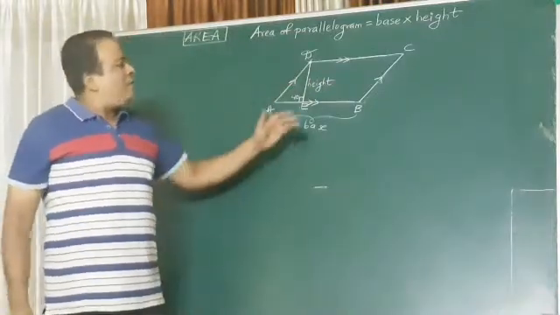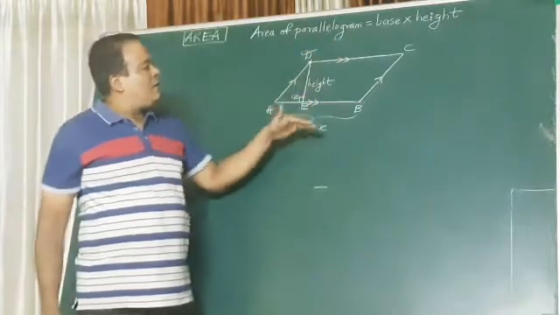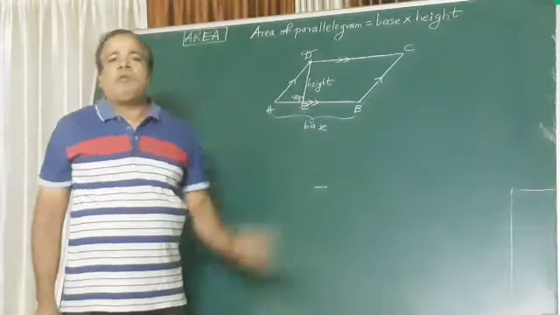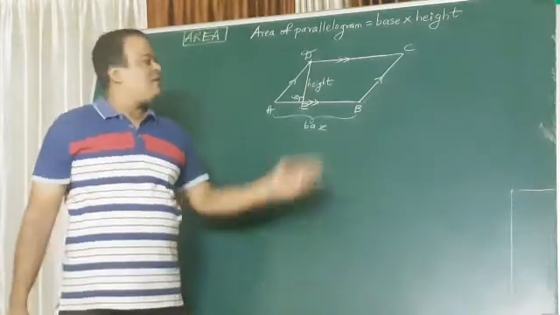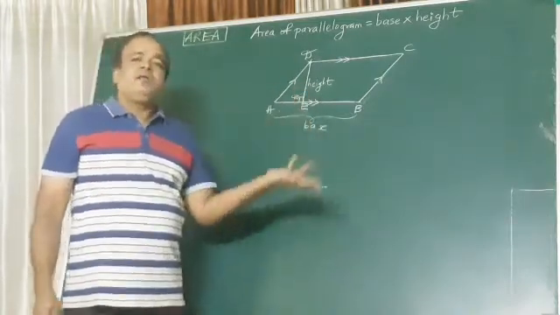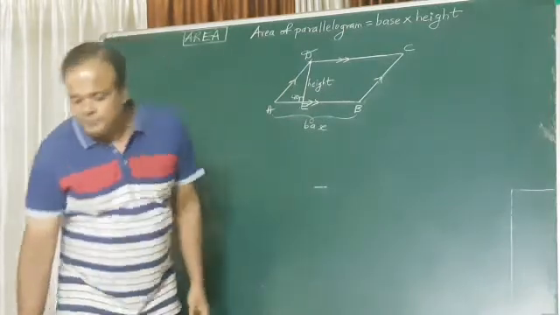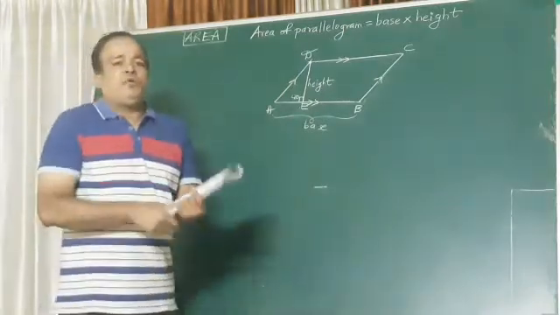Remember, in a parallelogram there will be a base and there is a height. And what you do is just multiply base and height, and it's a very easy formula. You know the base, you know the height, just multiply and you will find out the area. So let's begin with the sums. I hope you understood this.